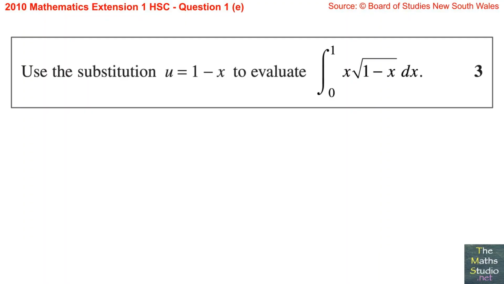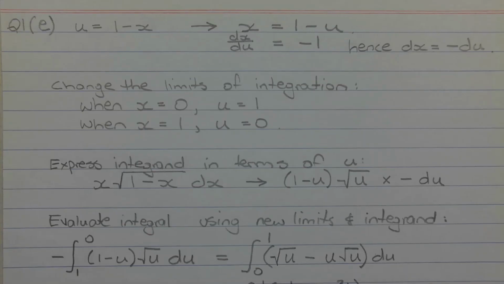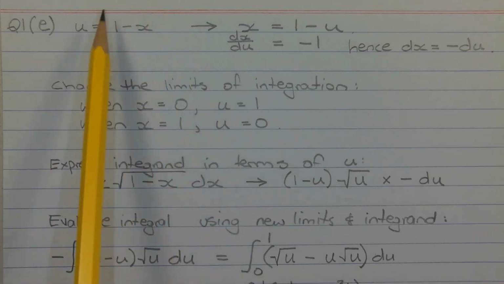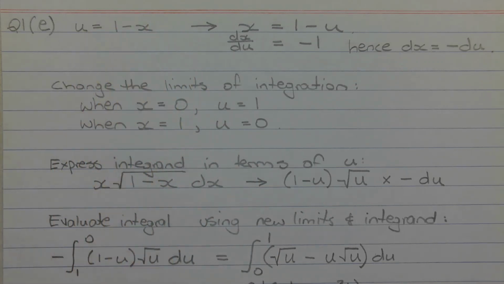Question 1, Part E. Use the substitution u equals 1 minus x to evaluate the integral of x times the square root of 1 minus x dx from x equals 0 to x equals 1. Let's start with the substitution. We have u equals 1 minus x.